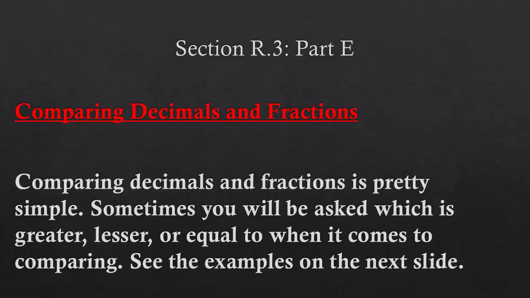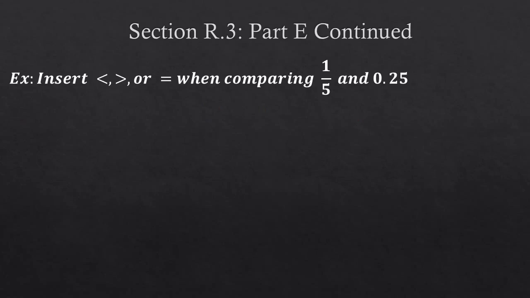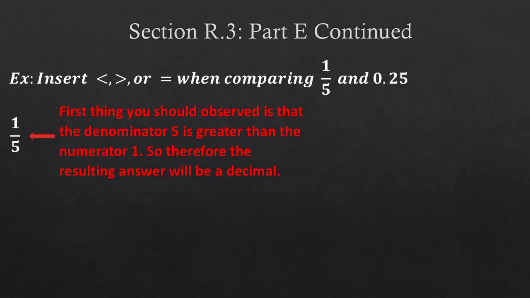Comparing decimals and fractions. Comparing decimals and fractions is pretty simple. Sometimes you'll be asked which is greater, lesser, or equal to when it comes to comparing. See the examples on the next slide. Insert a less than, greater than, or equal to when comparing 1 over 5 and 0.25. Well, 1 over 5 we know will be a decimal because the denominator is greater than the numerator.